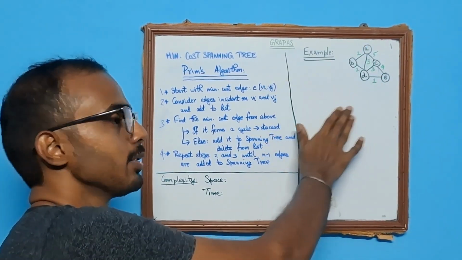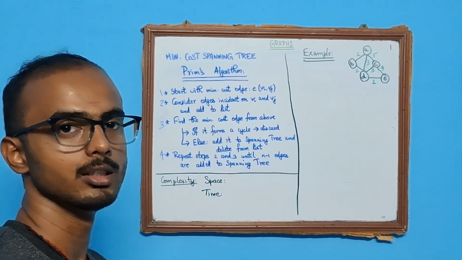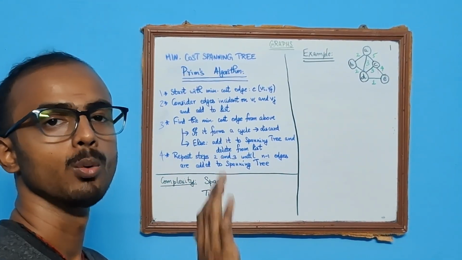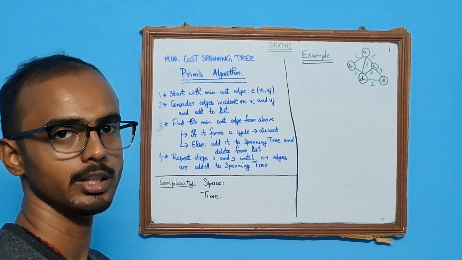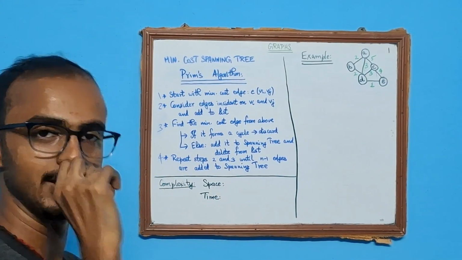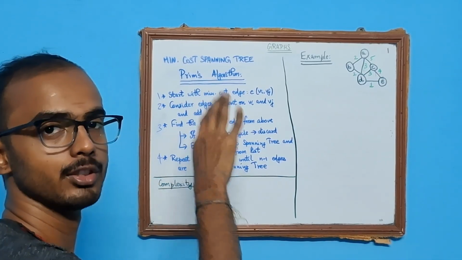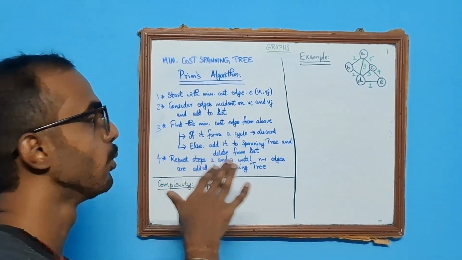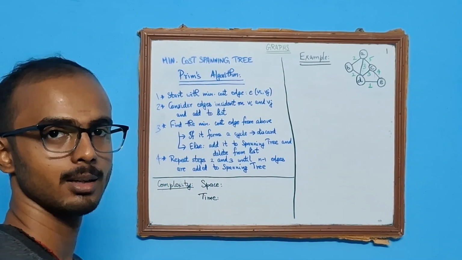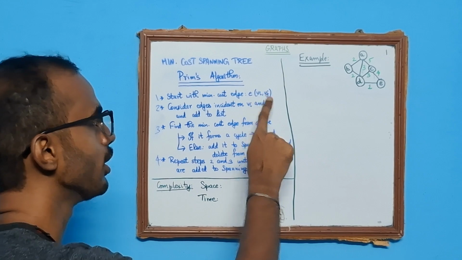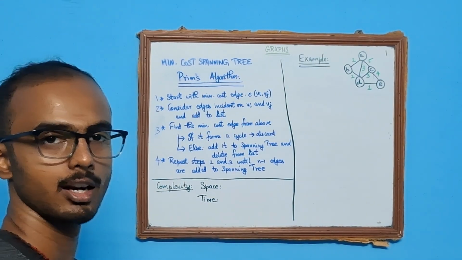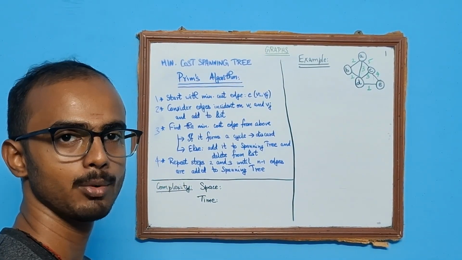Now, since the graph has weighted edges, we expect the final spanning tree to have the minimum cost of traversal between all the edges. So that is the problem statement of minimum cost spanning tree, and we have Prim's algorithm here. Let me go through this algorithm and we'll have an example walkthrough also. So first, the algorithm starts with the minimum cost edge. Out of all the edges in the graph, we will first take the minimum cost edge.